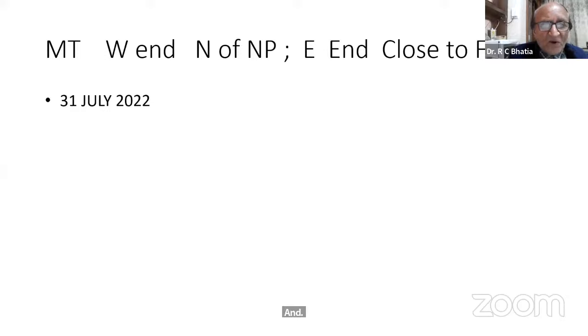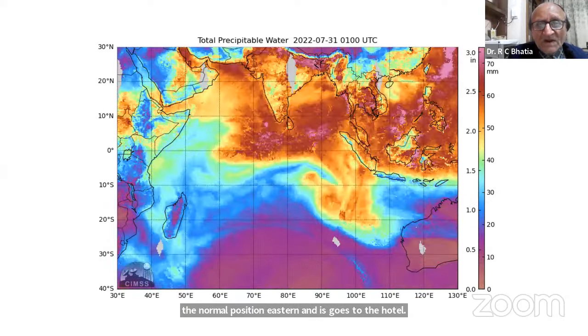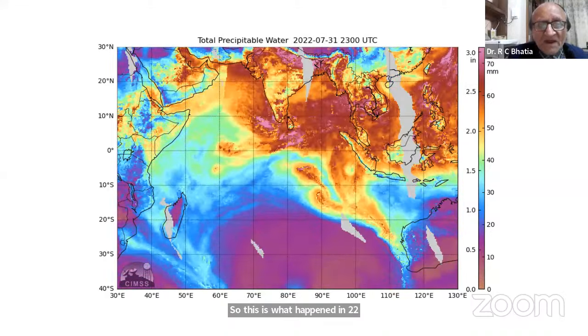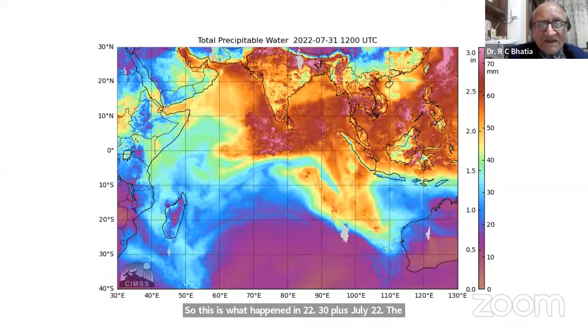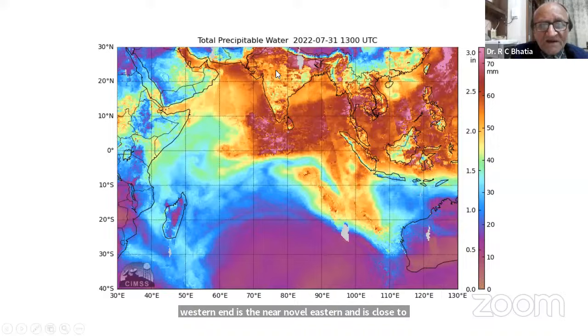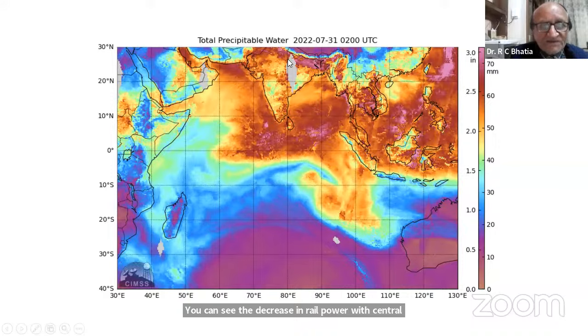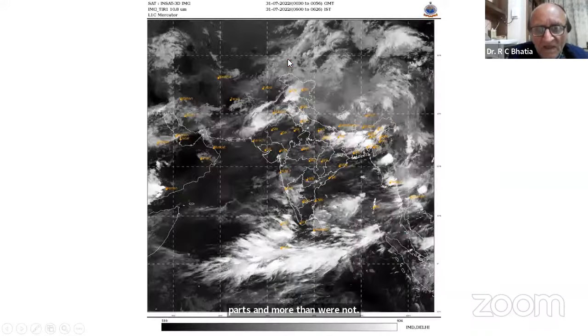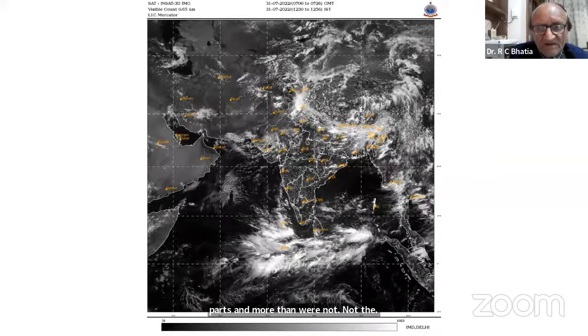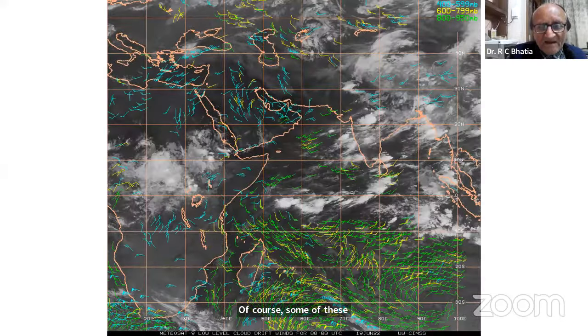Sometimes the western end of the monsoon trough is at the normal position, and the eastern end is close to the foothills. So this is what happened on 31st July 22. The western end is near normal, the eastern end is close to the foothills. You can see the decrease in rainfall over central parts and more rainfall over the northern Himalayan region. And this is the distribution. Of course, some of these things I have to skip because there was some error.